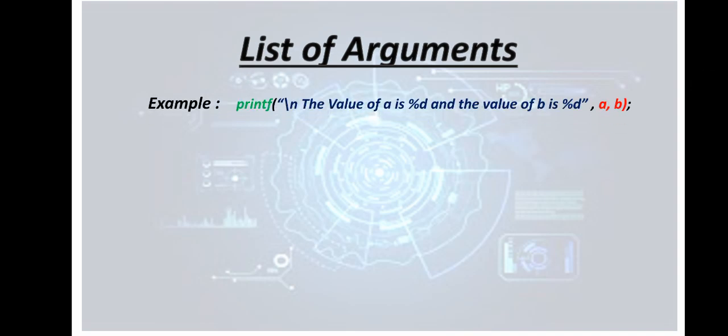Then for the list of arguments, there is an example: printf, the value of a is %d and the value of b is %d. For a, there is a format specifier %d. Actually, this \n is an escape sequence, and this escape sequence means that the text will move to the next line. When we use this escape sequence, every time the instructions will be written on the next line. If we do not use it, then the results are displayed on one line. So we will use \n to move the text to the next line. So the value of a is, that is a text.